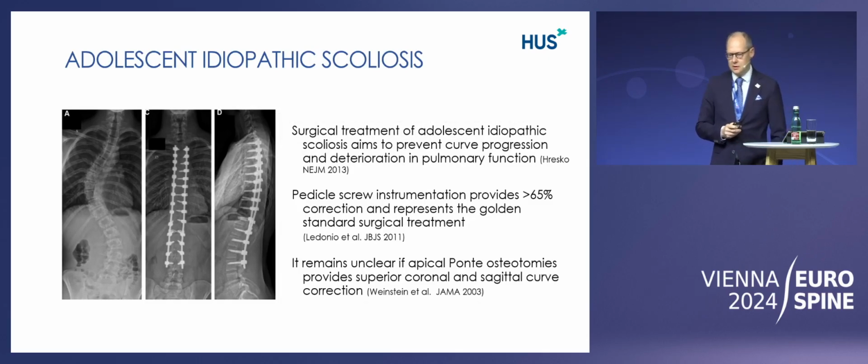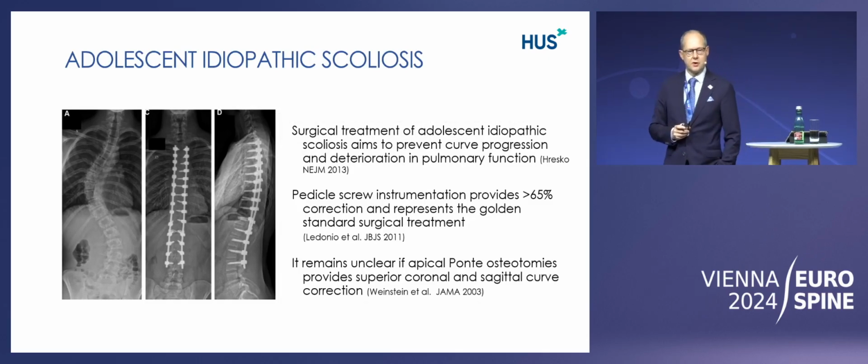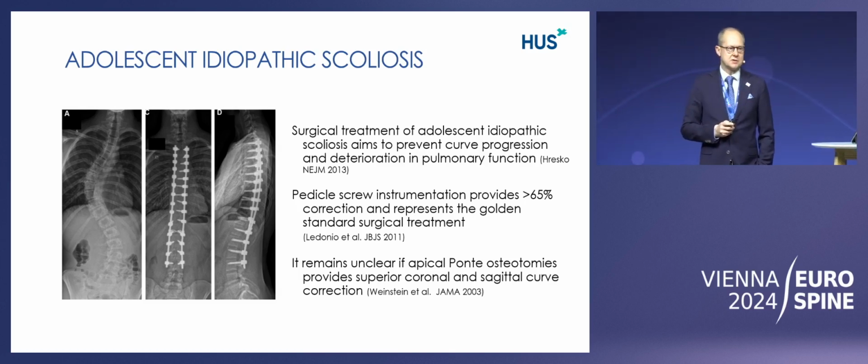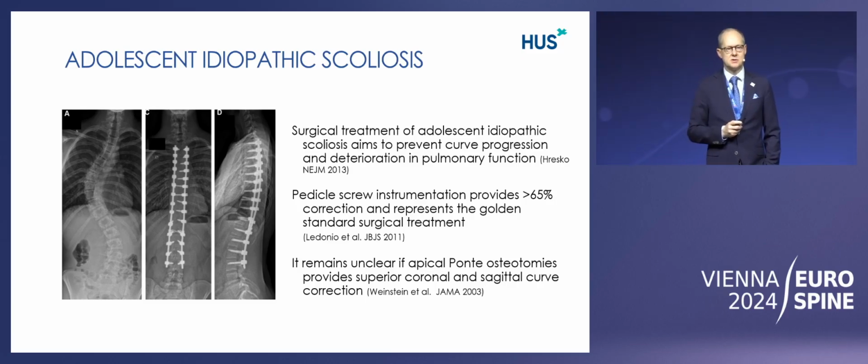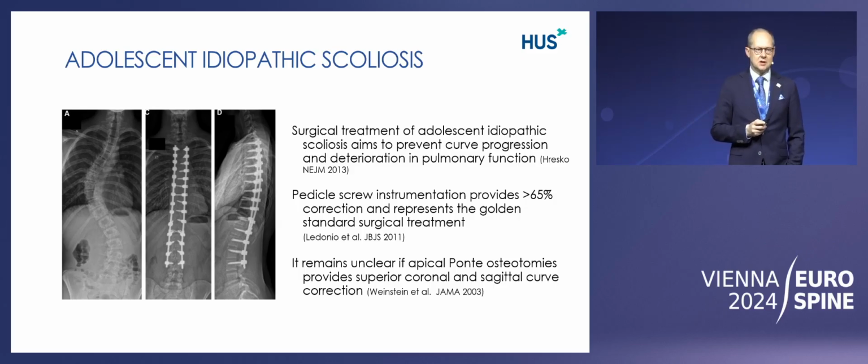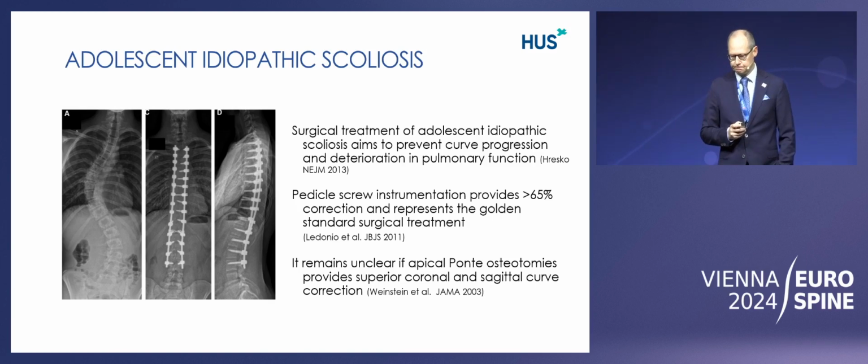So, the aim of surgical treatment for AIS is obviously to correct the deformity and to prevent further progression and deterioration in pulmonary function. Pedicle screw instrumentation provides more than 65% of the coronal curve correction and represents the gold standard surgical treatment. However, it's quite difficult to restore the thoracic kyphosis in patients with thoracic AIS.